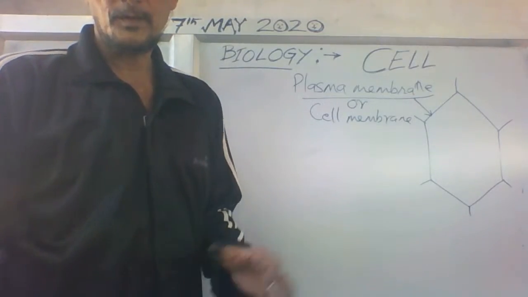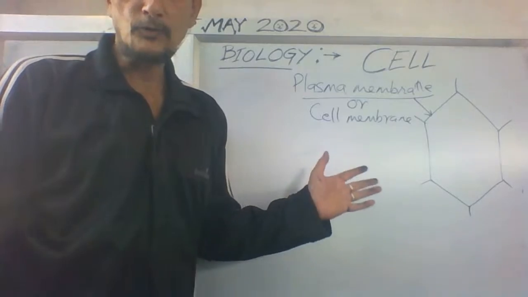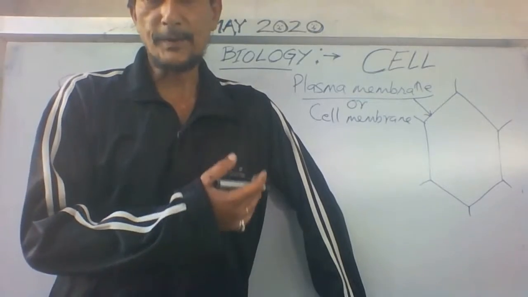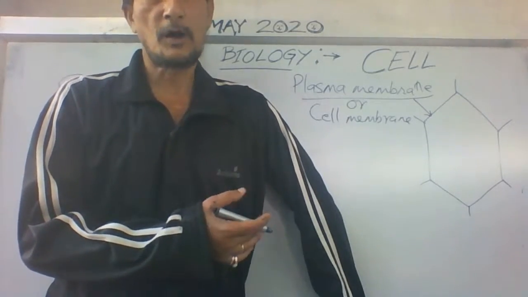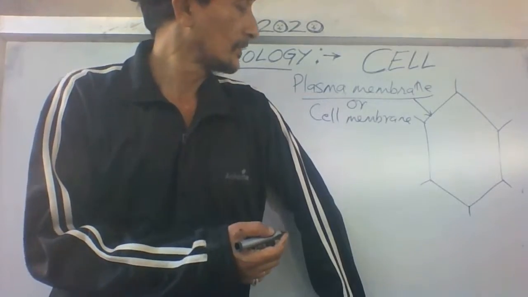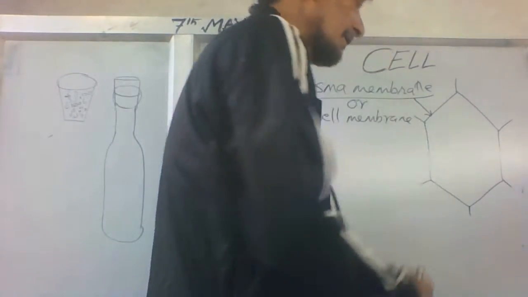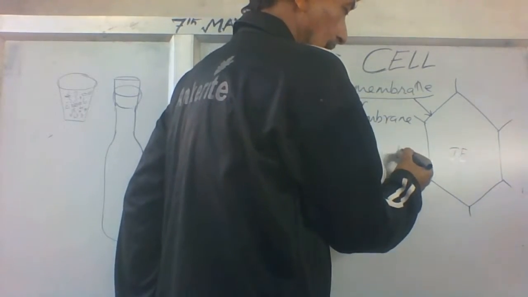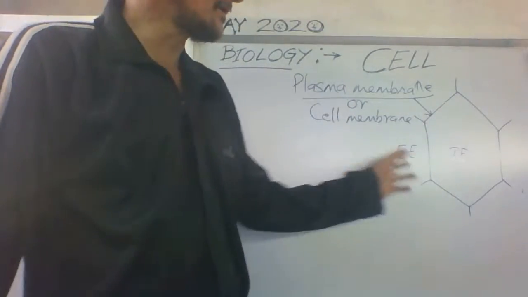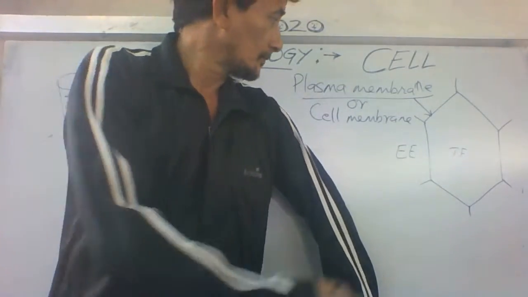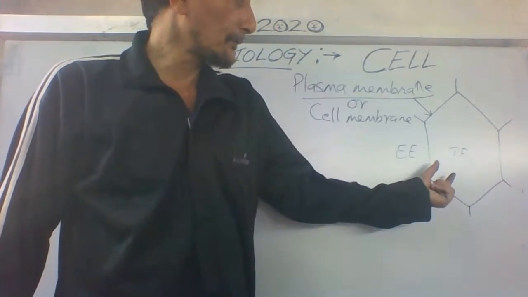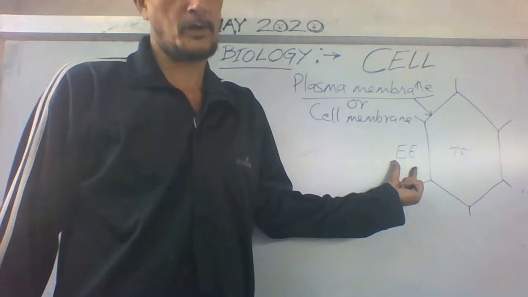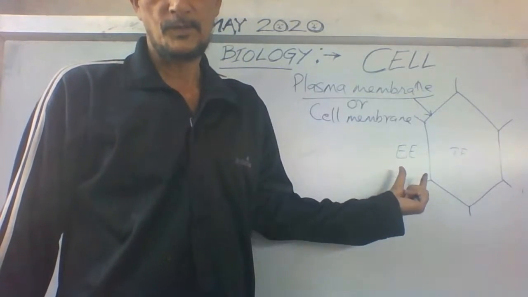It is the outermost covering of the cell and separates the content of the cell from its external environment. This is the cell's internal environment, and this is the external environment, EE. So this cell membrane separates the internal environment of the cell from the external environment of the cell. Got it?